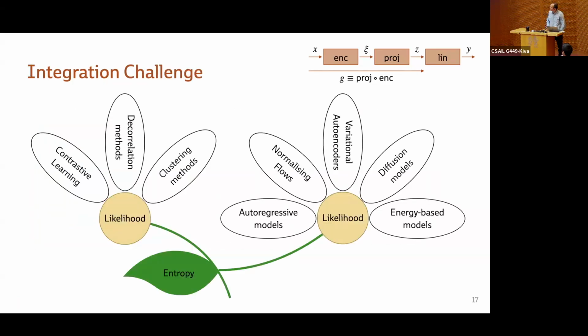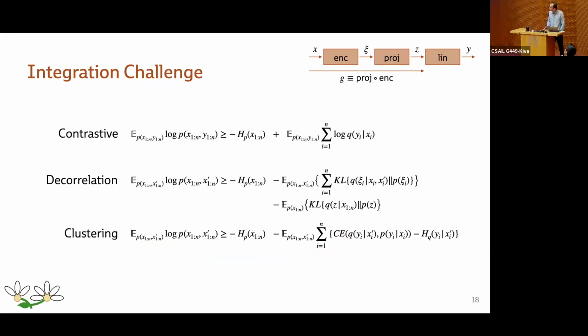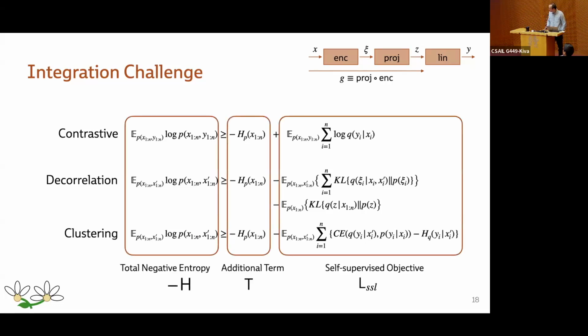Right. So we have shown that clustering self-supervised learning approaches all share a likelihood principle. And now we are going to highlight the fact that the two classes can be integrated into a common principle, which is the entropy. These are the three lower bounds that we have seen before. We can see that these three lower bounds have a common term that has not been exploited so far.